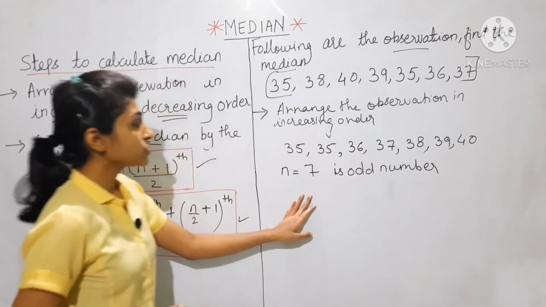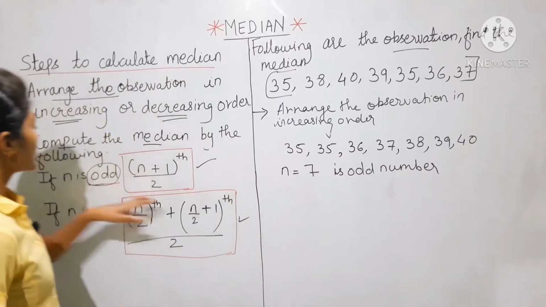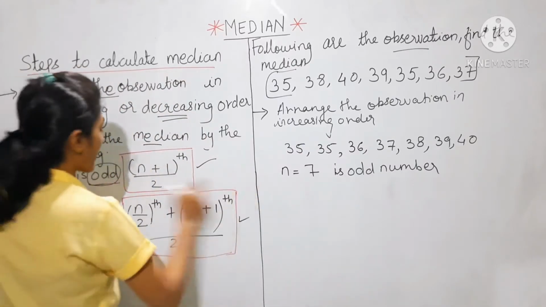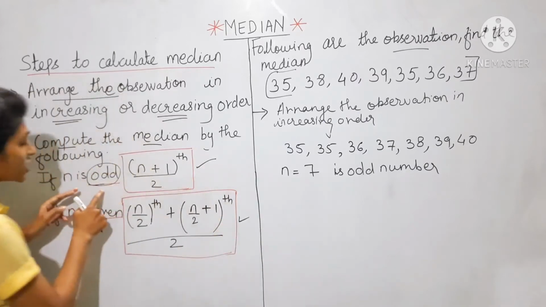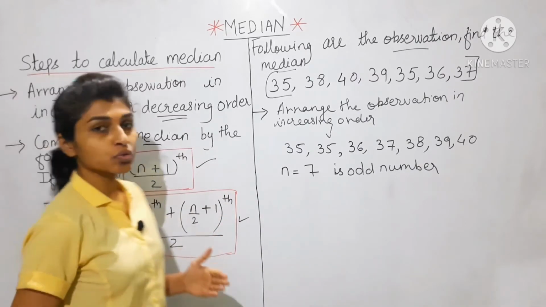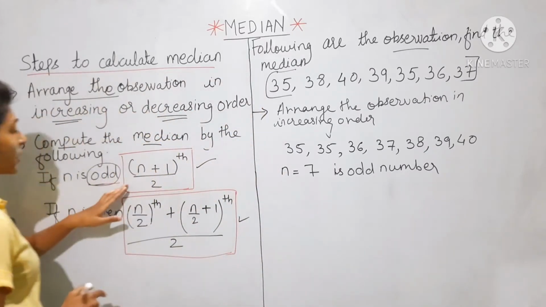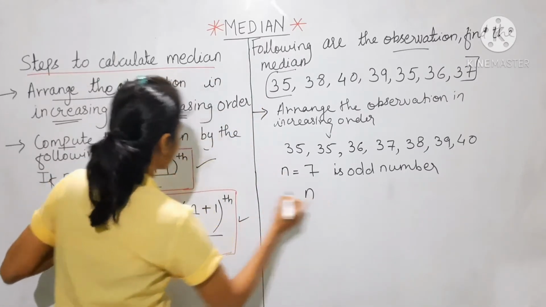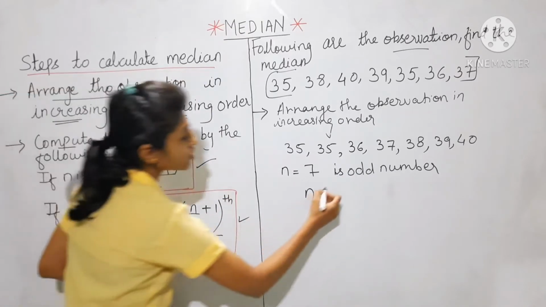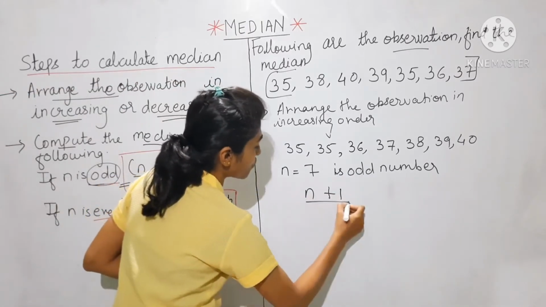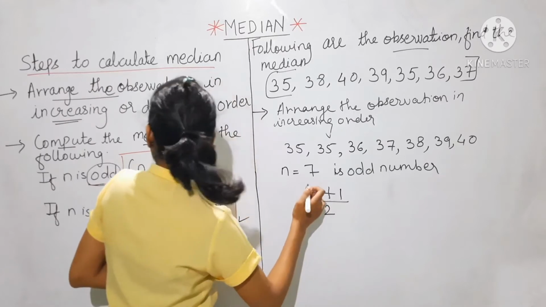So n is 7, which is an odd number. That means I am going to get only one middlemost observation. So for an odd number, I am going to use this formula: n plus 1 divided by 2.